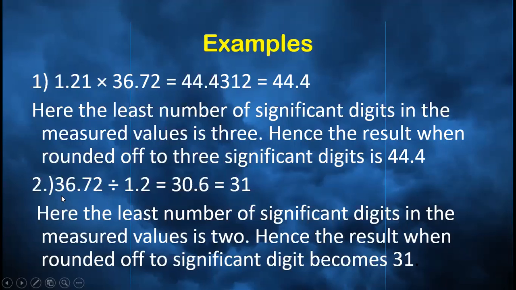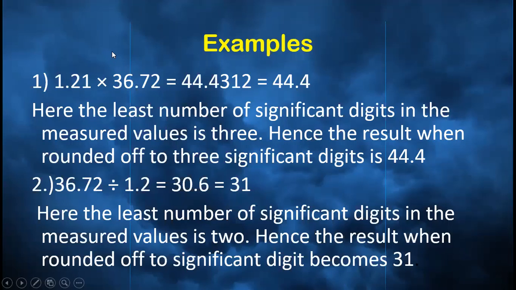So we round it off as 44.4. Now here you can see 36.72 divided by 1.2. The answer we get is 30.6. But how many significant digits are there? In the first number it is 4, in the second number it is 2. So your answer should have 2. So it should be rounded off. After the decimal point, the digit is 6, which is greater than 5. So the preceding digit should be increased by 1. So it is 31. So the result should be rounded off to 2 significant digits.